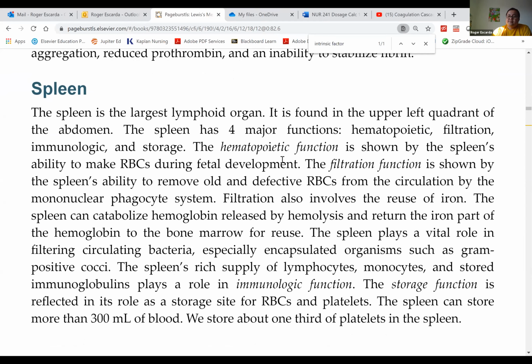Clotting studies, which are routine in patients going pre and post-op, especially pre-op, we'd like to see their clotting times first before we put them under the knife.